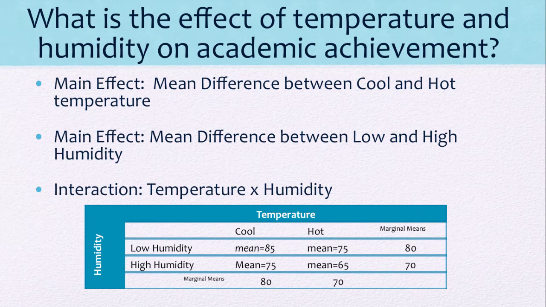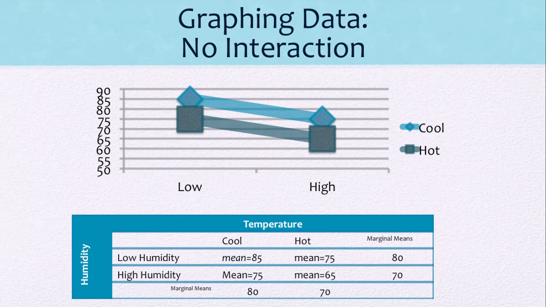So looking back at our research question, what is the effect of temperature and humidity on academic achievement? Our first main effect would be the mean difference between hot and cold temperature. The second main effect, the mean difference between low and high humidity, and the interaction is going to be the temperature by humidity interaction. So let's focus now on the interaction and how that looks and how we graph interactions.